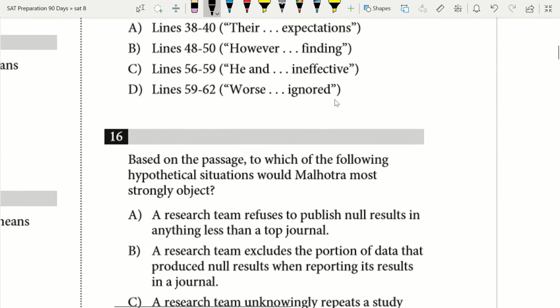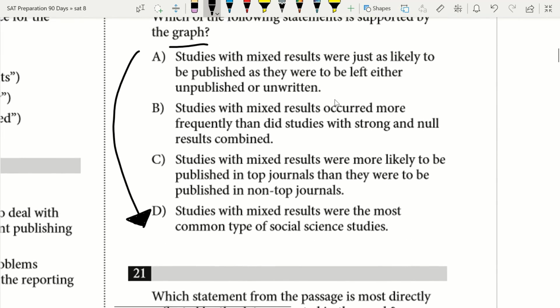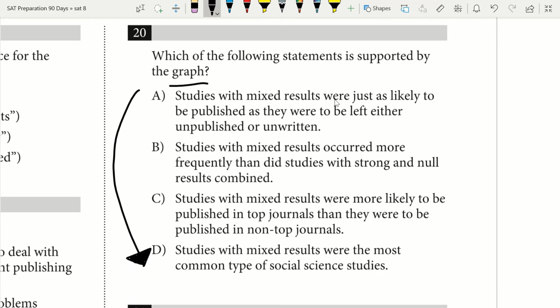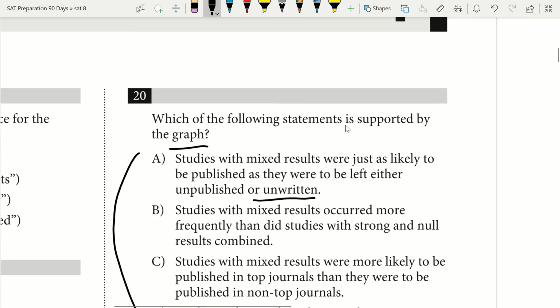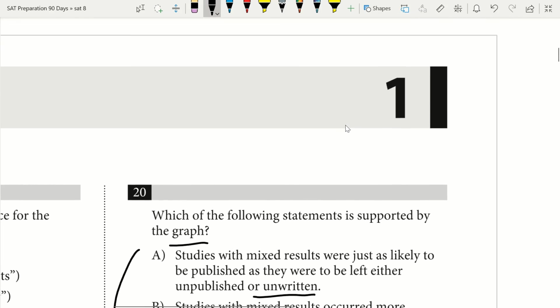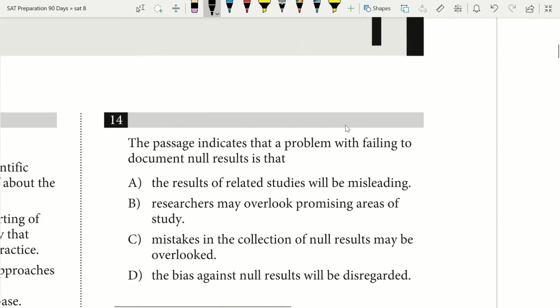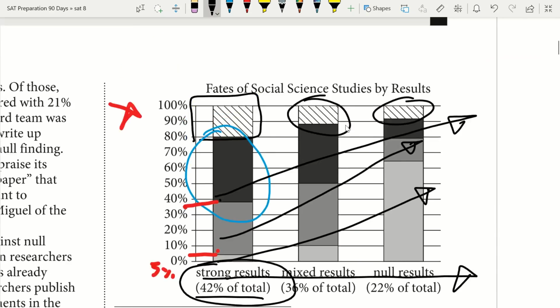That's really the pattern I'm going to be looking for in question 20. Okay, so we see option A: studies with mixed results were just as likely to be published as they were to be left either unpublished or unwritten. All right, well, let's go take a look at that to see if it's correct. In this case, obviously that didn't show up right away as our answer, so we're just going to go take a look. I do remember that those with mixed results had a pretty good split right down the 50 mark. So let's take a look.